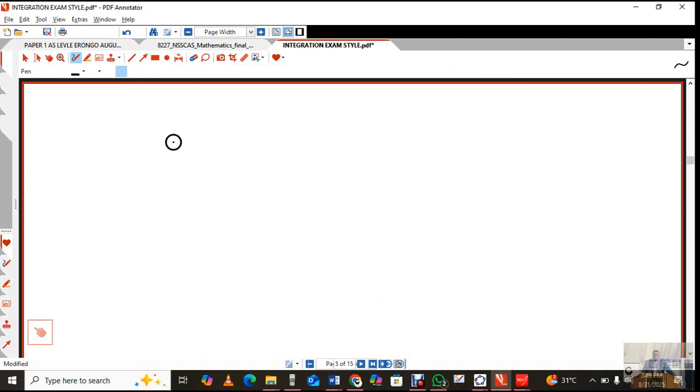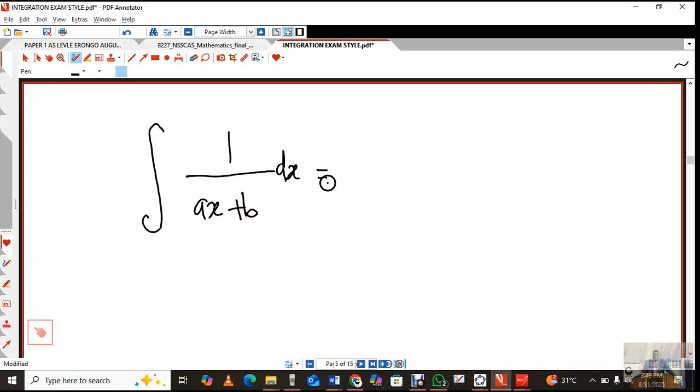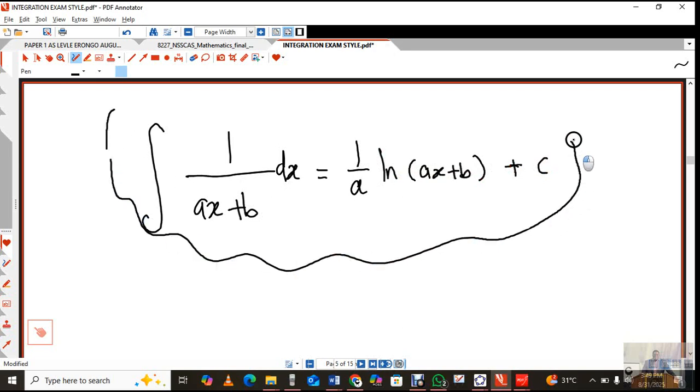So the rule is, if you were to integrate something like 1 over ax plus b with respect to x, then you will be multiplying out that 1 over a, because that 1 over a will definitely come out, and then you're going to multiply that by the natural log of the same stuff, the natural log of, in brackets, ax plus b. Then you say plus the constant of integration.